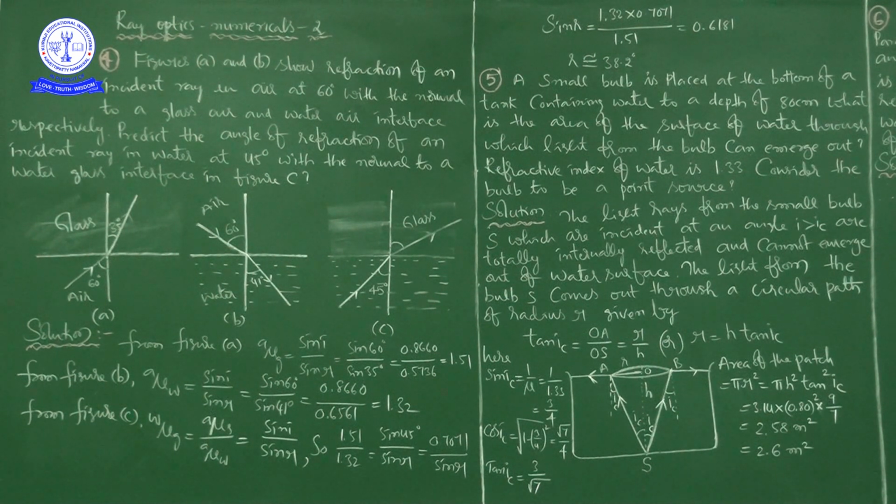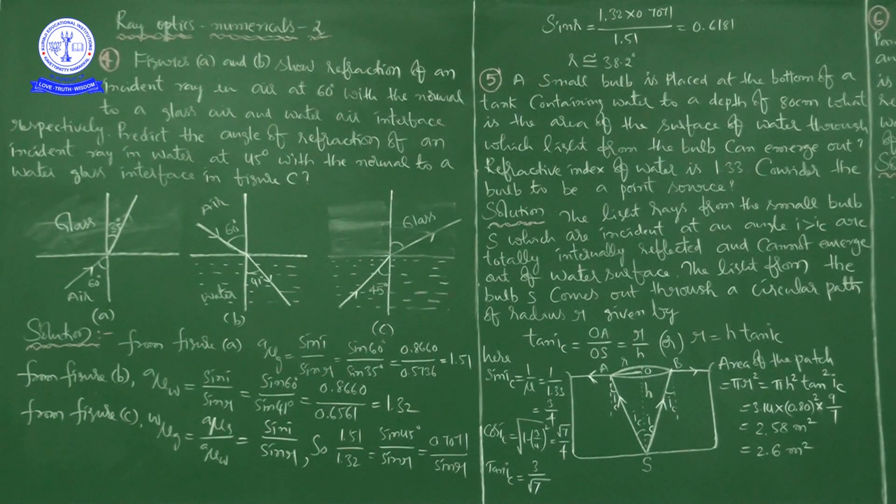In the units and measurement chapter in the first year syllabus, we learned rounding off. If the last digit is greater than 5, the preceding digit is raised by 1. So 2.58 is approximately equal to 2.6 meter square.